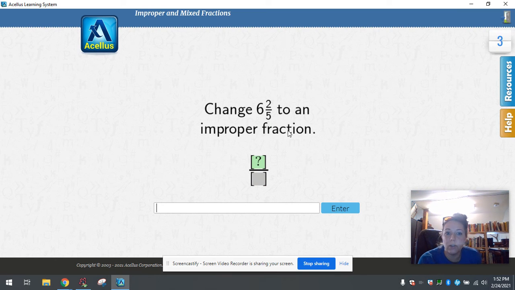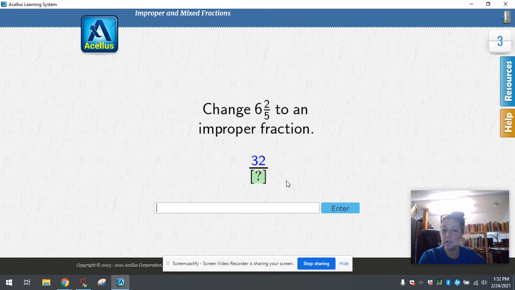Okay, change to an improper fraction. Again, to go this way, you multiply the denominator by the whole number and add the numerator. Your denominator stays the same. So we're going to go 5 times 6 is 30, plus 2 is 32. Get my numerator for my improper fraction, and my denominator is still 5.